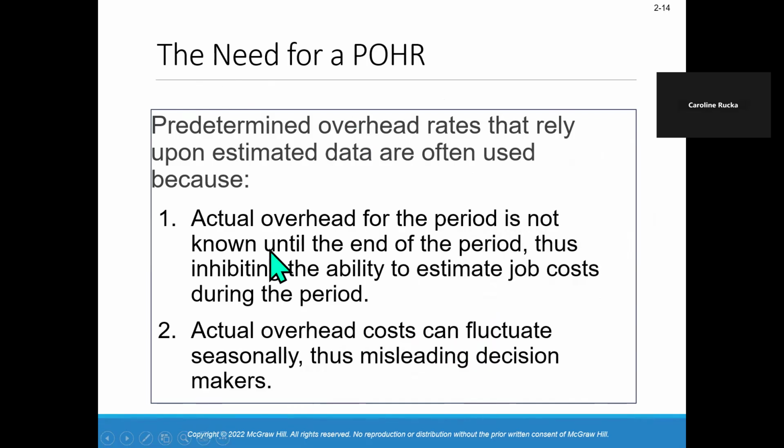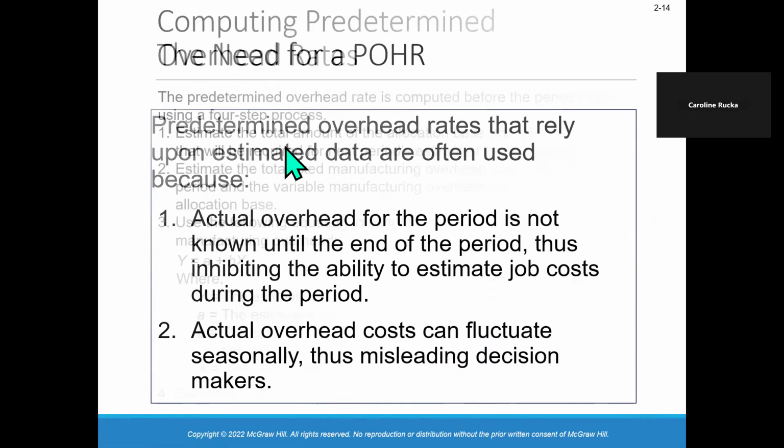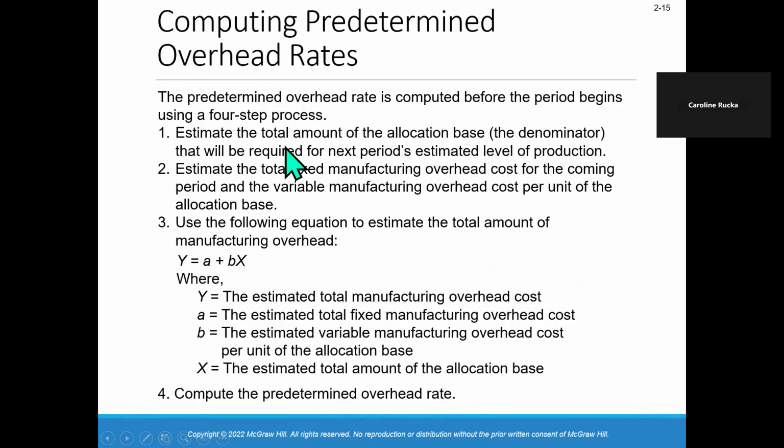We don't have the actuals yet. Okay. So we need to use these estimates. All right. So we're going to go through this stepwise process. It's a 4-step process. Step 1, estimate the total amount of the allocation base. That's the one that goes on the bottom, the cost driver.